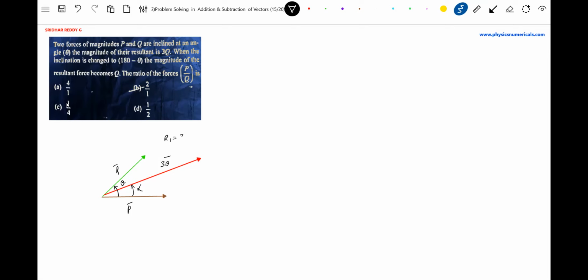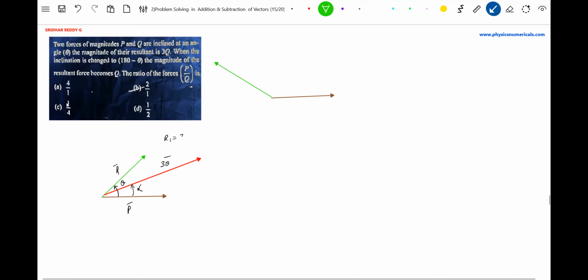When the inclination is changed to 180 minus theta, between what? Between P bar and Q bar. The inclination changed to 180 minus theta. So the magnitude of the resultant force will become Q. So where is the resultant force? The resultant force has to take certain, will become only Q.